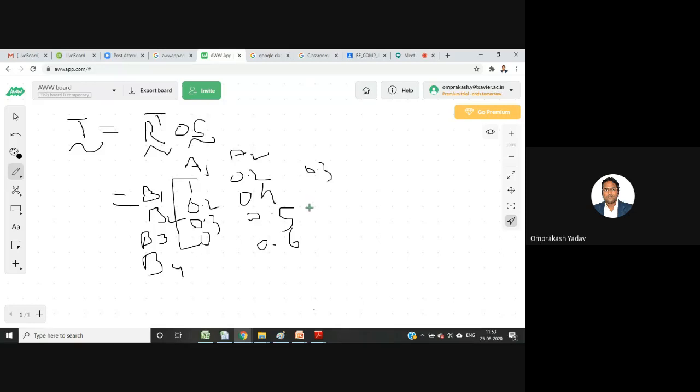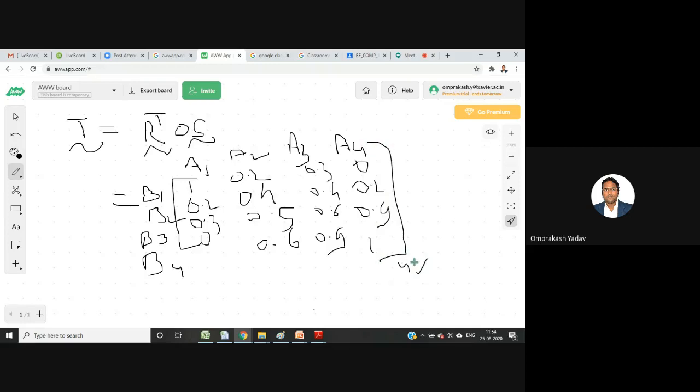So 0.3, 0.4, 0.6, 0.9, A3, A4 is your 0, 0.2, 0.9, and 1. 4x4 matrix.